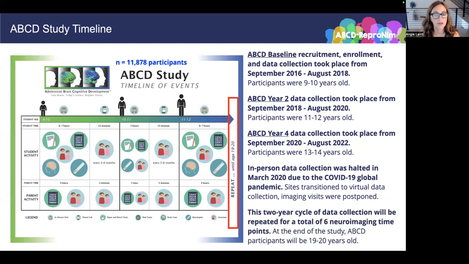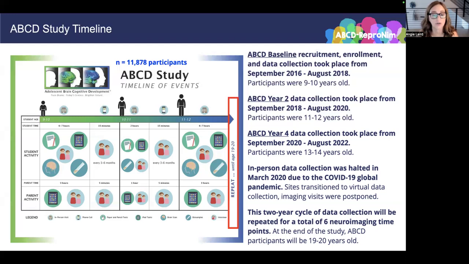Moving forward, this 2-year cycle of data collection has been repeated several times, including the long in-person visit followed by mid-year phone calls at 3 to 6 months, a shorter in-person visit without neuroimaging at the 1-year mark, and a second round of mid-year phone calls at 18 months. The 2-year cycle is on track to be repeated until 2027, when the ABCD participants are 19 to 20 years old, and that will result in a total of 6 neuroimaging time points.